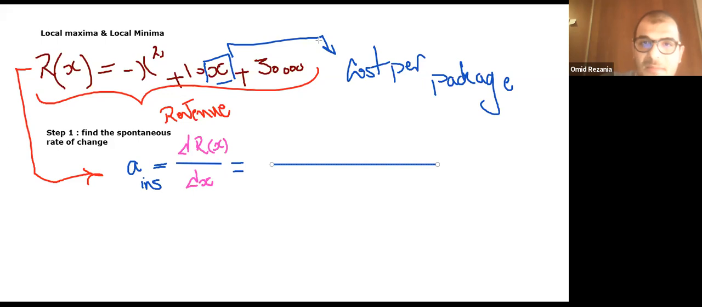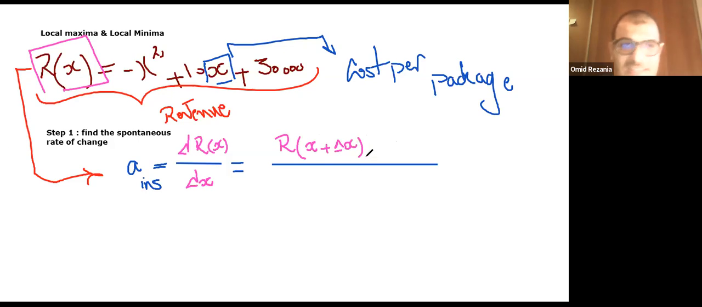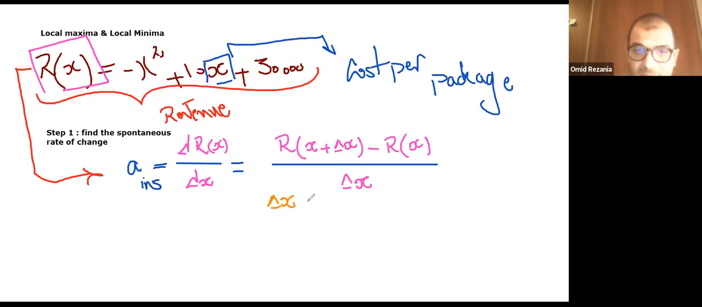The thing that we talked about yesterday, we came here and said that it's going to be a very easy thing. In the R function which we have here, wherever we see x, we replace it with x plus delta x, minus r of x, divided by delta x, which is the variation of the x. Then we have the delta x, we push it to go to 0, and you're going to learn about that next year.